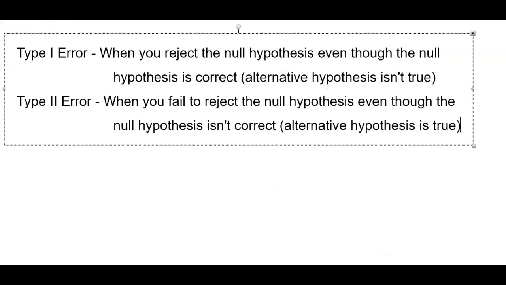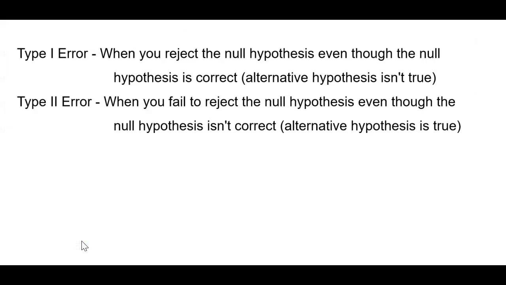Type 1 error is when you reject the null hypothesis even though the null hypothesis is actually correct. Basically, you rejected it even though you weren't supposed to. And then type 2 error is when you fail to reject the null hypothesis even if the null hypothesis isn't actually correct. Basically, you were supposed to reject it, but you don't. You should have, but you didn't have enough evidence to.